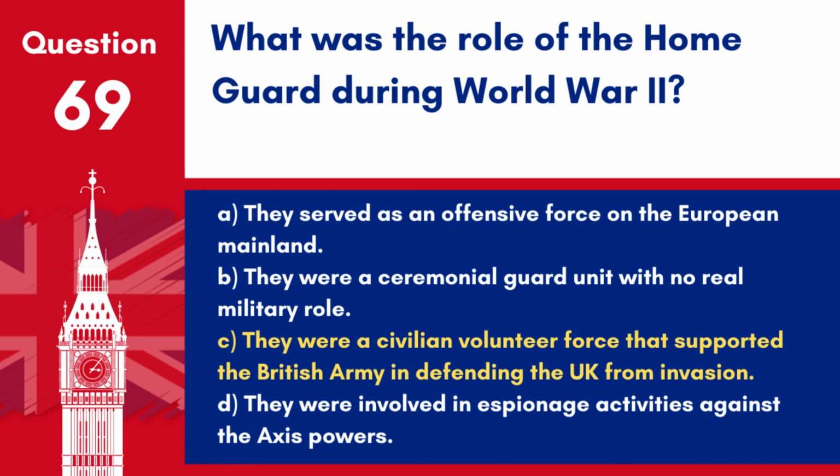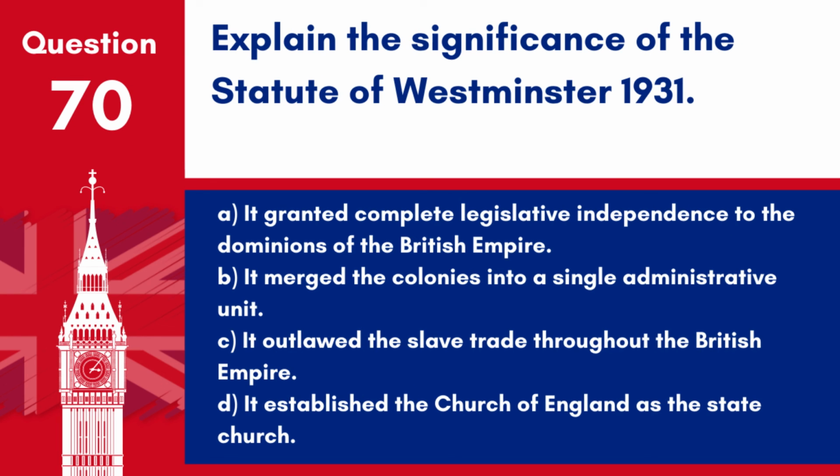Answer C. They were a civilian volunteer force that supported the British Army in defending the UK from invasion. The Home Guard consisted of local volunteers who were otherwise ineligible for military service, playing a key role in Britain's domestic defence. Question 70. Explain the significance of the Statute of Westminster 1931.